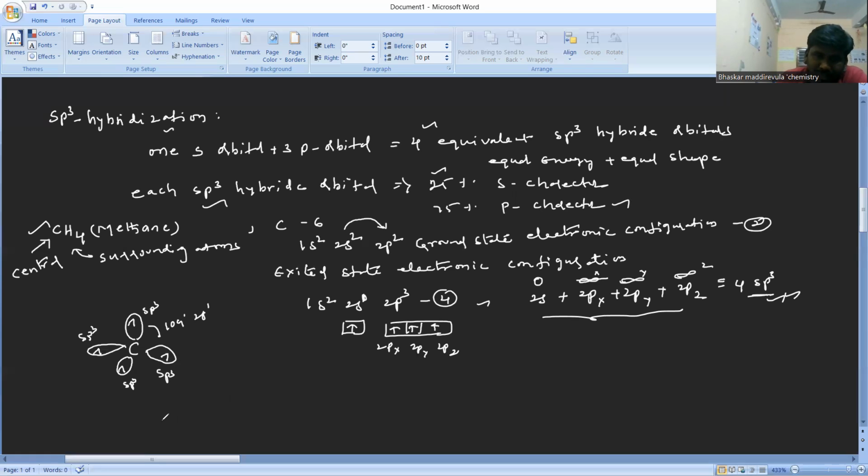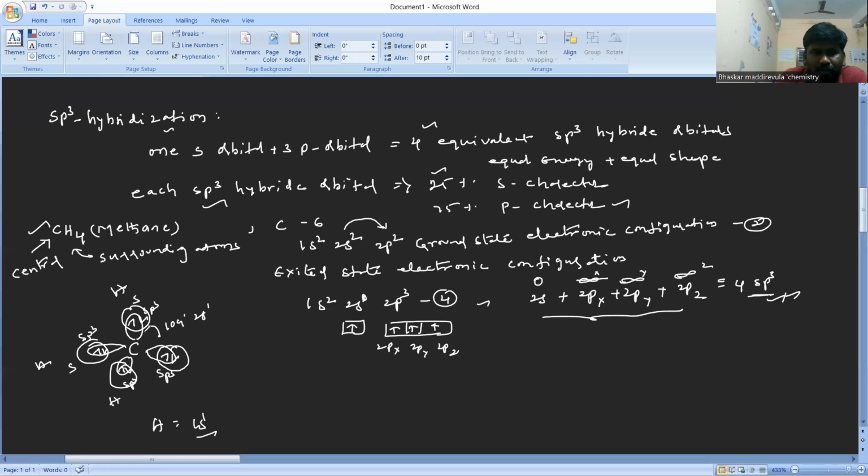The s orbital of hydrogen: if you see the hydrogen atom, there is only one electron in the s orbital. So these four sp3 hybrid orbitals overlap with the s orbital of hydrogen, which has one unpaired electron. While overlapping, the electrons will be paired up with opposite spin. Here one hydrogen, here one hydrogen.